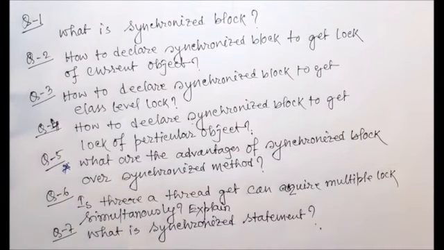So what is a synchronized block? That is very important. And what are the advantages of synchronized block over synchronized method? We already explained that. And the next question, which is very interesting: can a thread acquire multiple locks simultaneously? Is it possible? Of course it is possible.